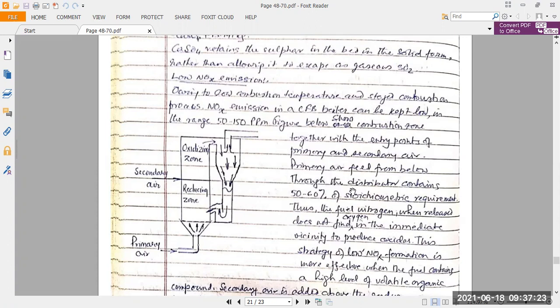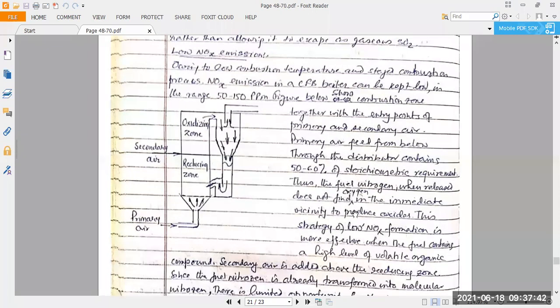Thus, the fuel nitrogen, when released, does not find oxygen in the immediate vicinity to produce oxides itself. So here, nitrogen is released due to burning, but it doesn't find sufficient oxygen to make NO, NO2, etc. This strategy of low NOx formation is more effective when the fuel contains a high level of organic compound.